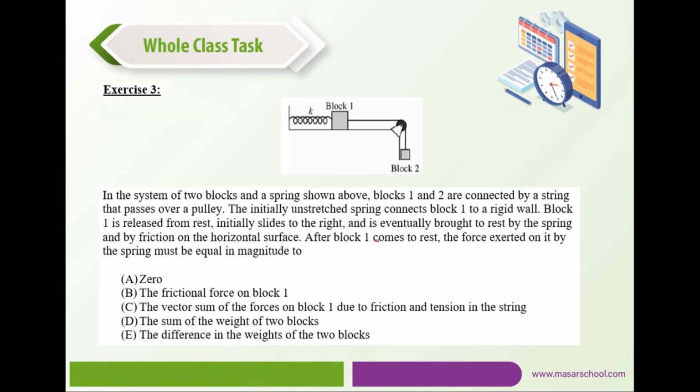Now exercise 3. In the system of 2 blocks and a spring shown above, blocks 1 and 2 are connected by a string that passes over a pulley. The initially unstretched spring connects block 1 to a rigid wall. Block 1 is released from rest, initially slides to the right and is eventually brought to rest by the spring and by friction on the horizontal surface.